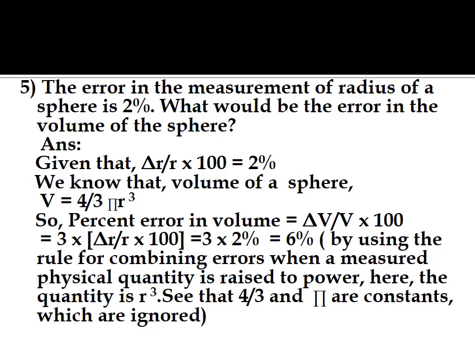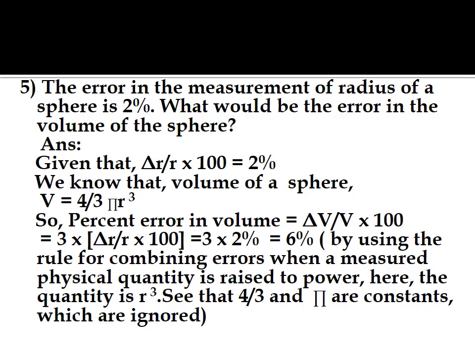What would be the error in the volume of the sphere? See the solution. Given that percentage error delta R by R into 100 is equal to 2%. We know that volume of a sphere V is equal to 4 by 3 into pi R cube. So percentage error in volume is equal to delta V by V into 100, is equal to 3 into delta R by R into 100, is equal to 3 into 2%, is equal to 6%.